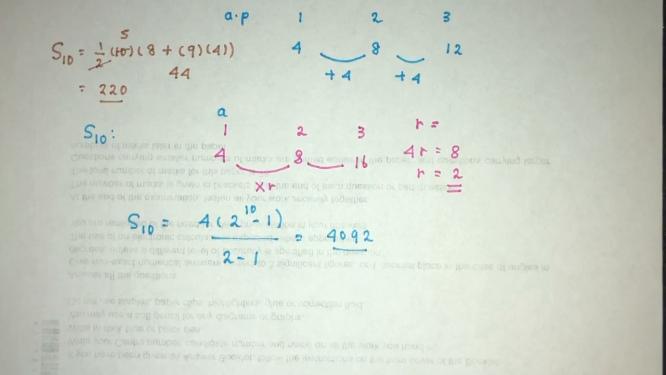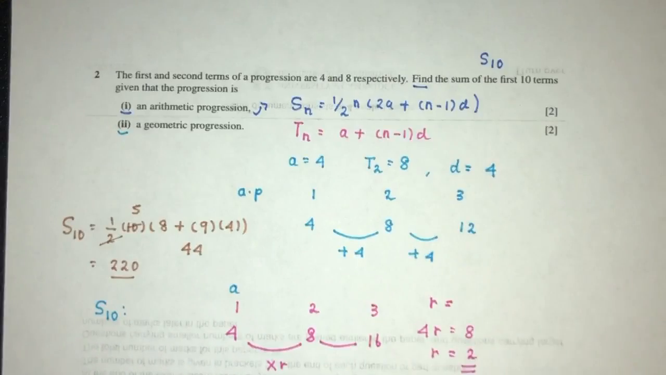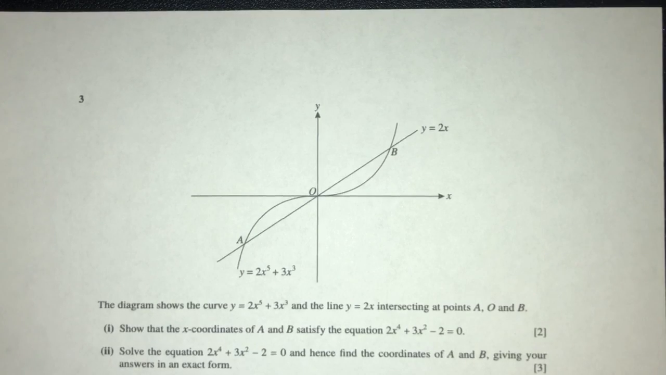Then 32, keep going on as the number will keep increasing. And then we have to add everything. That will give you this as your answer for part 2 if the progression is a GP. Let's move on to the next question.